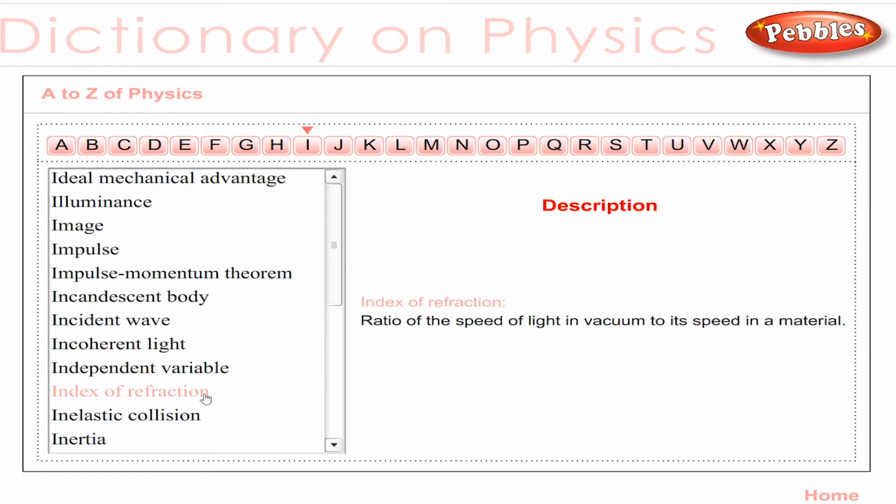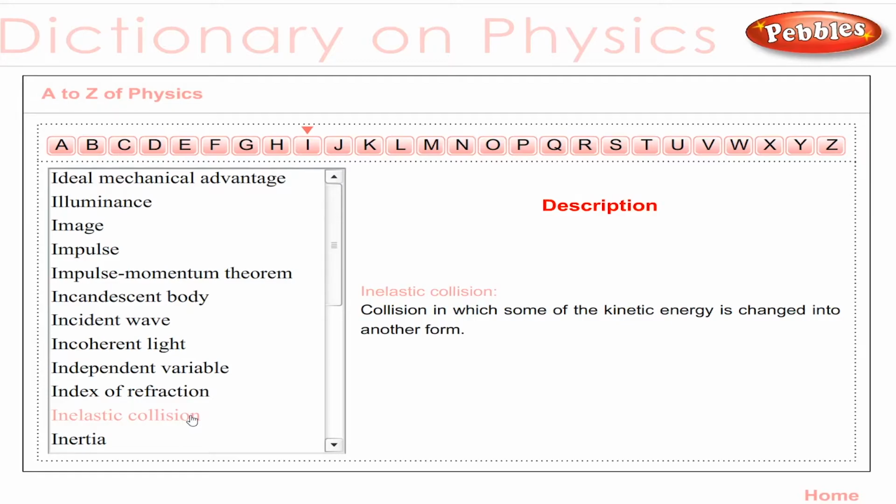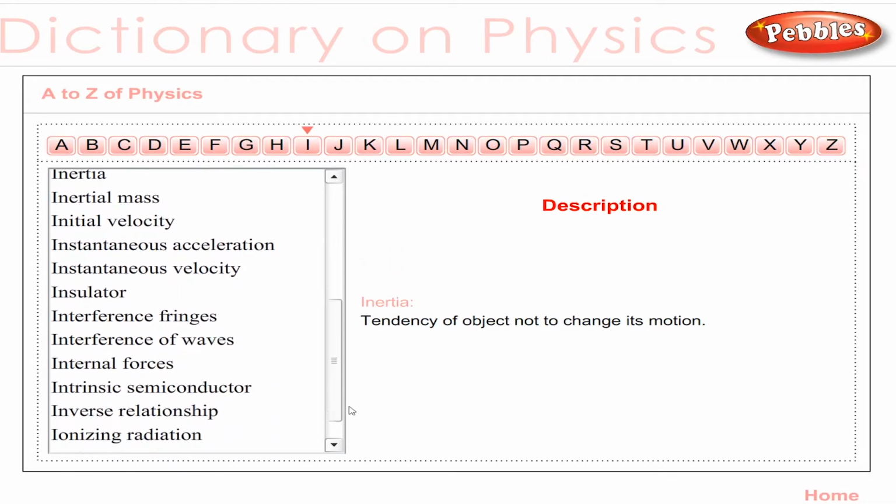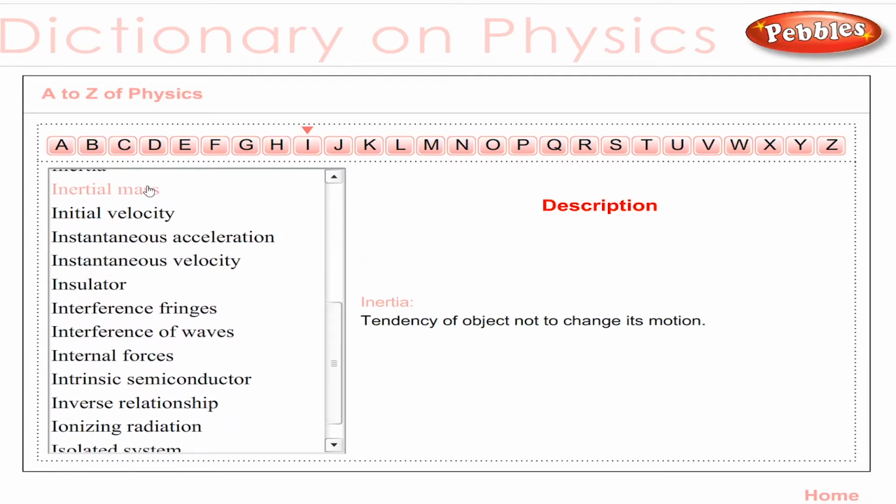Index of refraction. Ratio of the speed of light in vacuum to its speed in a material. Inelastic collision. Collision in which some of the kinetic energy is changed into another form. Inertia. Tendency of object not to change its motion. Inertial mass. Ratio of net force exerted on object to its acceleration.